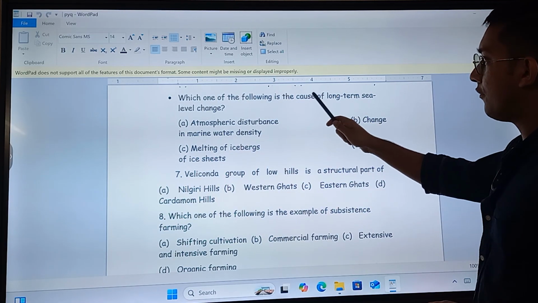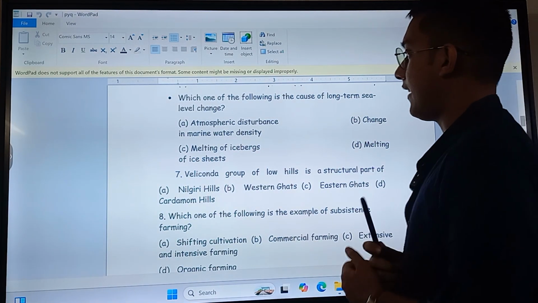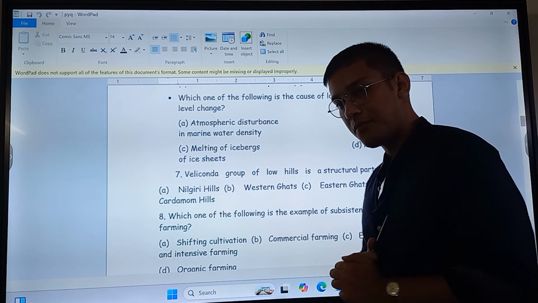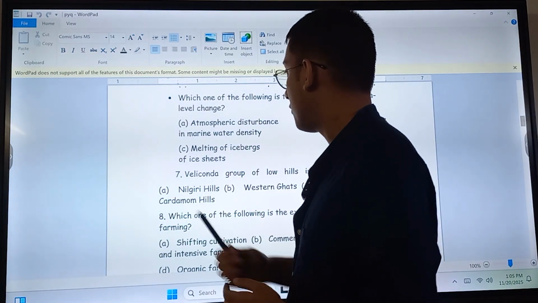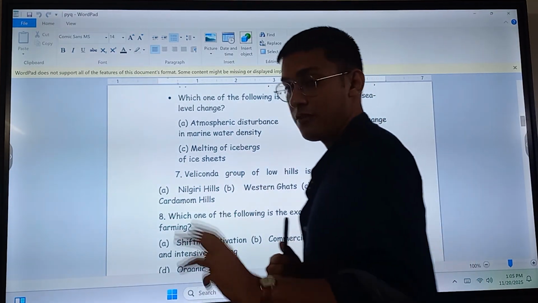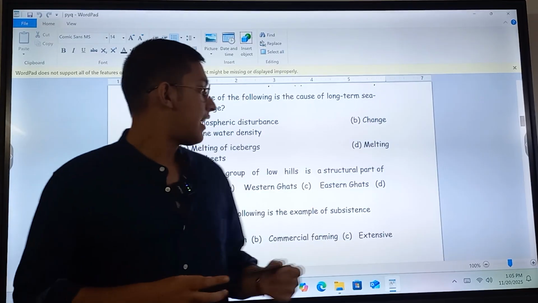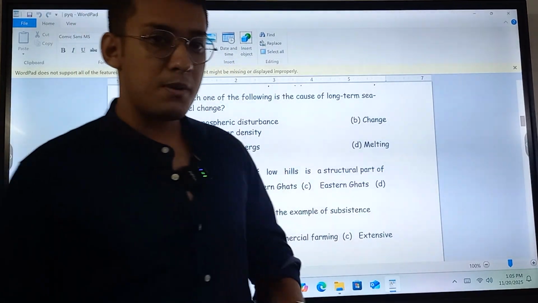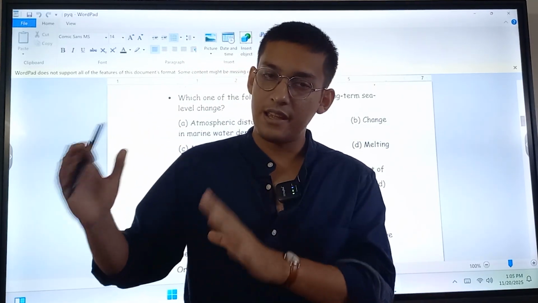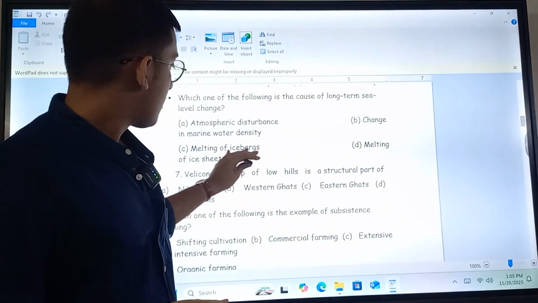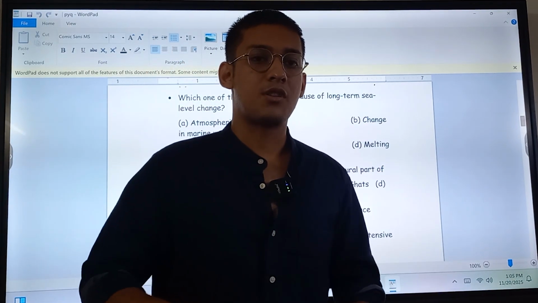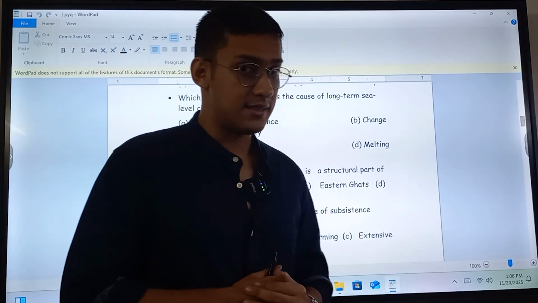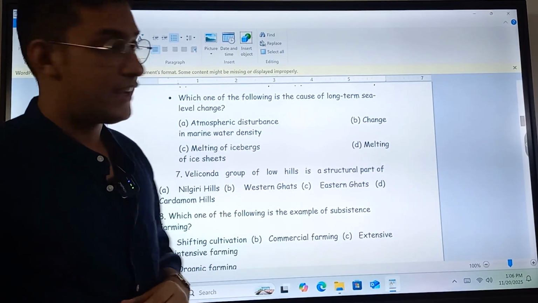Now we come to: which of the following is the cause of long-term sea level change? Is it atmospheric, water density, icebergs, or ice sheets? Many would say iceberg, some would say density, or some would say atmospheric disturbance. But the answer here will be ice sheets. Very easy common sense question. If an iceberg melts, they break off and they just stay in the water. But ice sheets are huge places of ice. So even if half of the ice sheet melts, water level would rise as it is. Thus the answer here is melting of ice sheets.